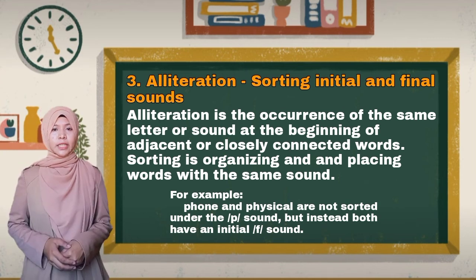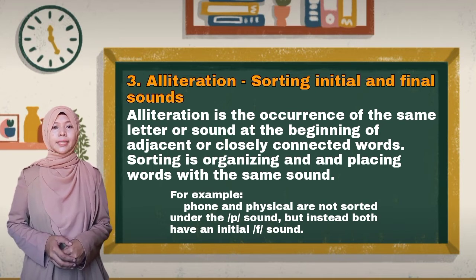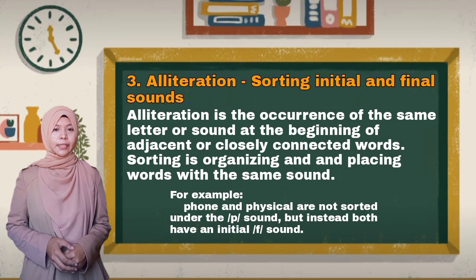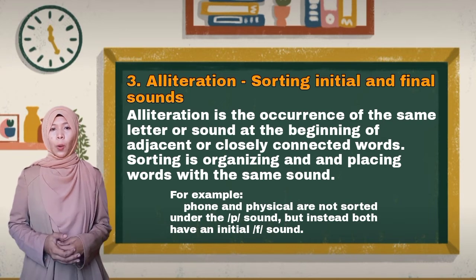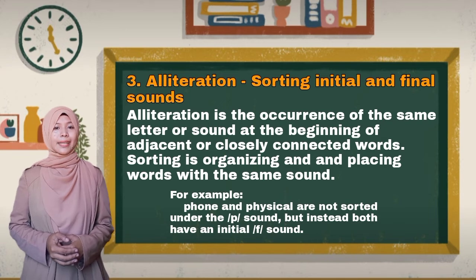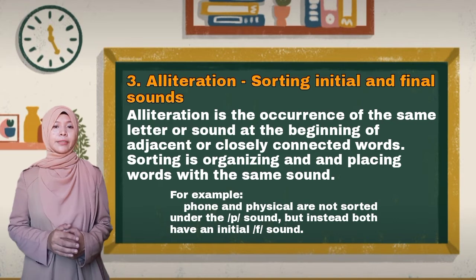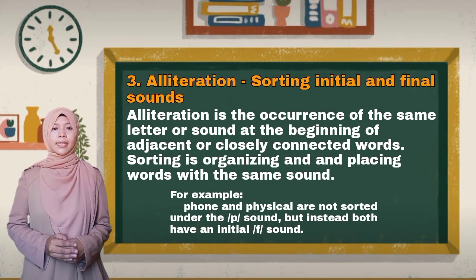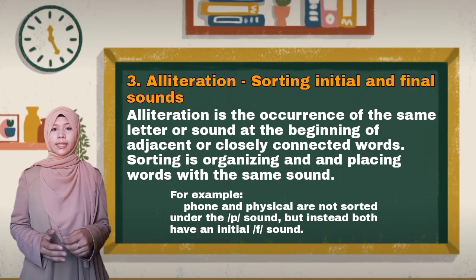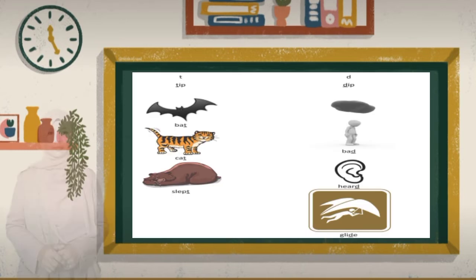When sorting by initial and final sound, remember to listen to see if the words have the same sound, the phoneme, and not just the same letter. For example, phone and physical are not sorted under the P sound, but instead both have an initial F sound. Alliteration activities can also focus on the last or final sounds in words, so teachers can draw children's attention to the last sound in words.